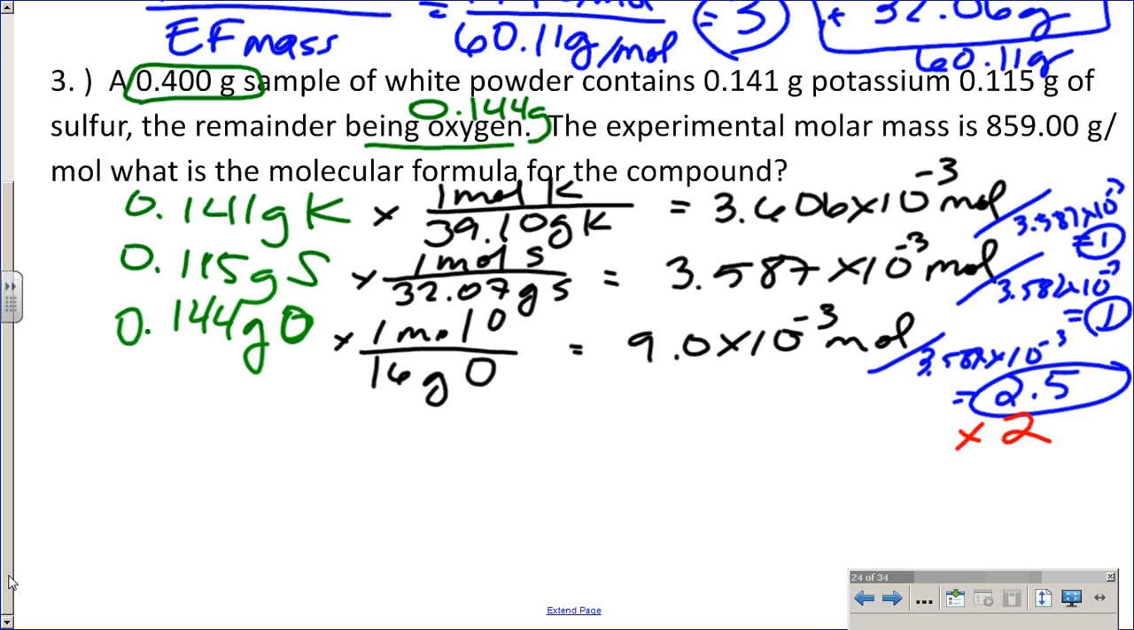So multiply this one by 2. 2.5 times 2 is 5. So the new subscript for this one is 5. But if I do that to one, I have to do it to all. So that one times 2, and that one times 2. Sorry, I'm running out of space.